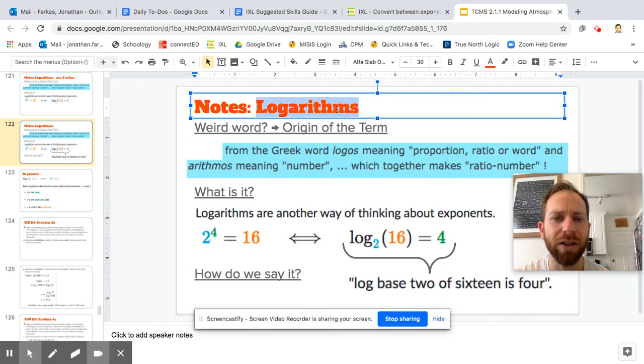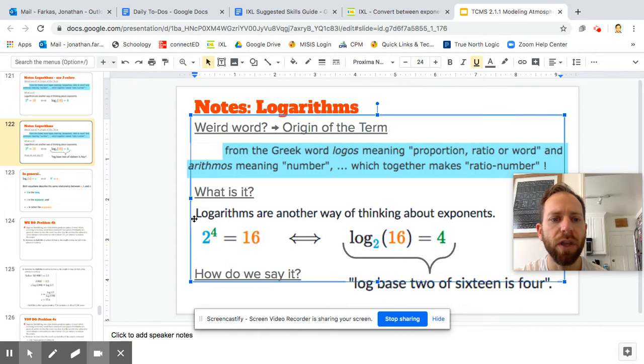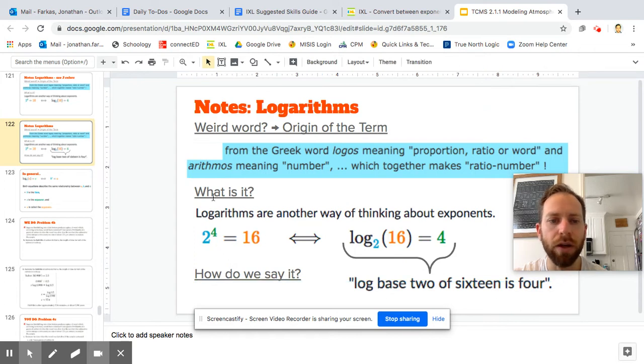It's not actually that weird at all, because log comes from logos, meaning proportion or ratio, and arithmetic comes from arithmos, meaning number. So it's a ratio number when you put it together. That's where this word logarithm comes from. So what is it, more importantly? Logarithms are another way of thinking about exponents.